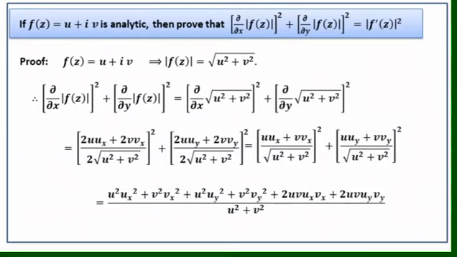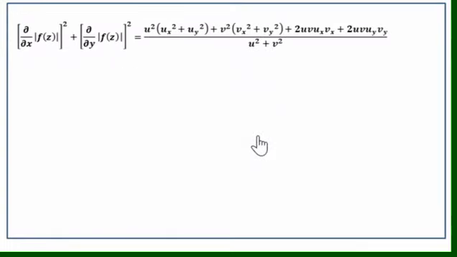Next step: the given function f(z) = u + iv is analytic, so u and v satisfy the Cauchy-Riemann equations, that is ux = vy and vx = -uy. We are going to substitute for uy and vy in the next step. So the left side of the result is equal to u²(ux² + uy²) + v²(ux² + vy²) + 2uv ux vx + 2uv uy vy, divided by u² + v².